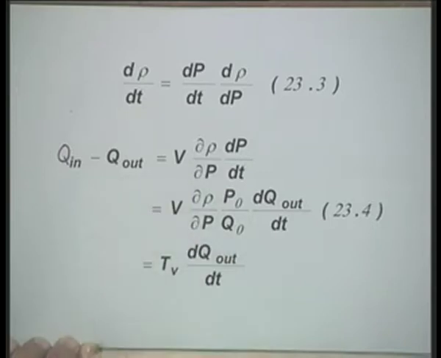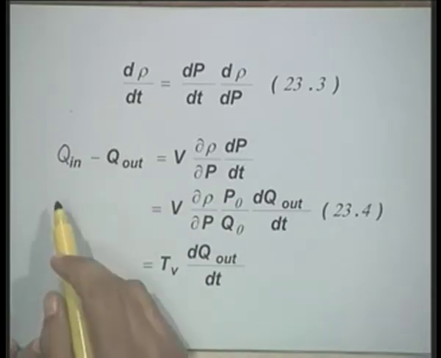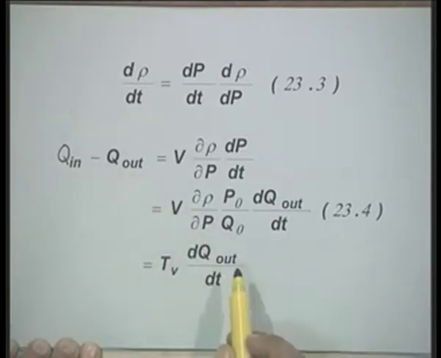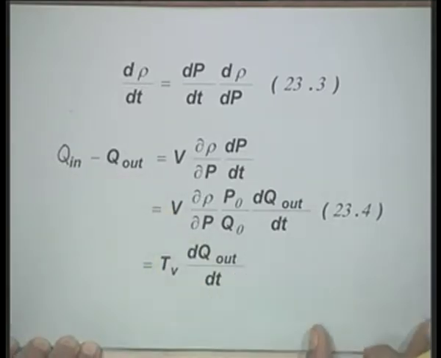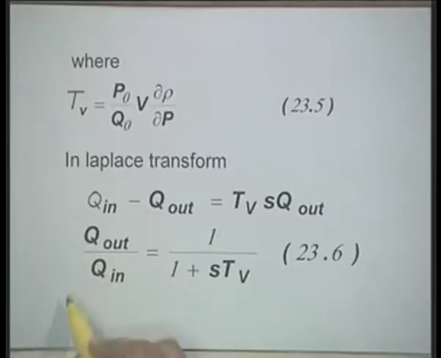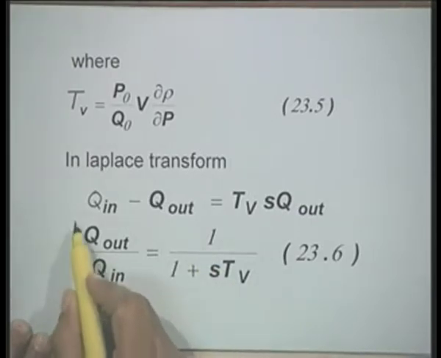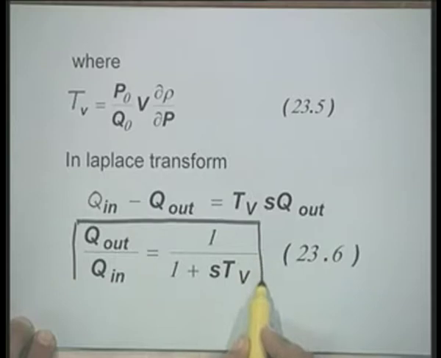Okay. Therefore, now I have a simple equation, a first order differential equation. This Q in minus Q out equals TV into dQ out by dt. You take the Laplace transform of this equation, and then you can express Q out in terms of Q in, and you can write down the transfer function in this form, Q out by Q in equal to 1 over 1 plus H times TV. A simple first order transfer function which we have obtained here for this vessel.